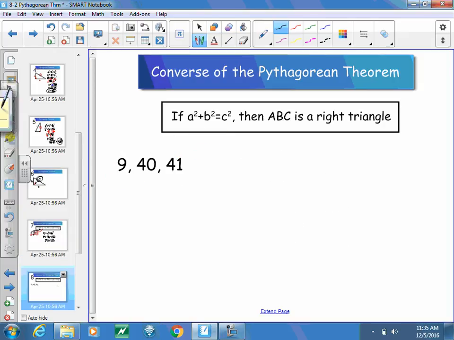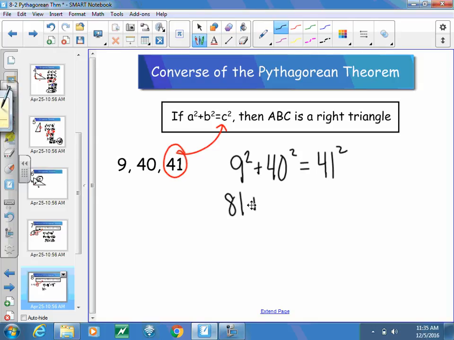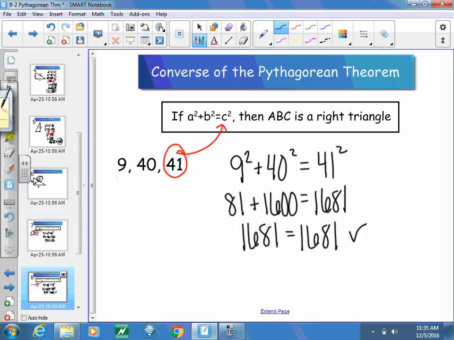Okay, if we try 9, 40, and 41, 41 being your longest side, that would have to be your hypotenuse. So we would try taking 9 squared plus 40 squared and see if that equals 41 squared. So we've got 9 squared, which is 81, plus 40 squared, which is 1,600, and 41 squared is 1,681. Well, 81 plus 1,600 is 1,681. So the fact that those two are equal to each other means that these 3 sides are the 3 sides of a right triangle.